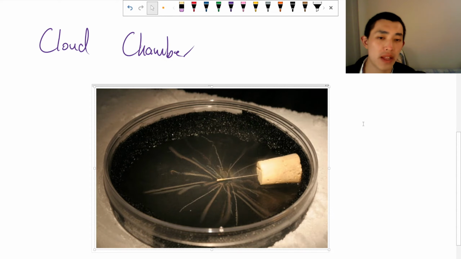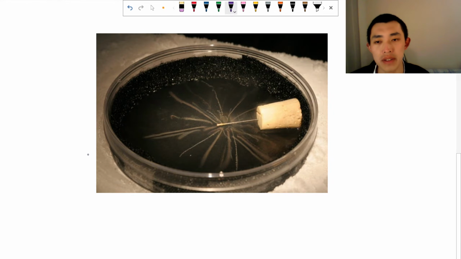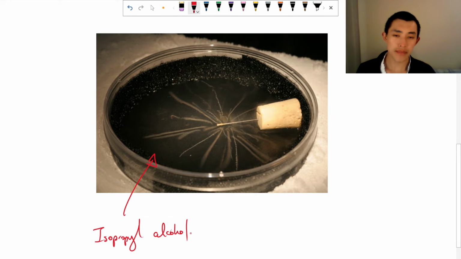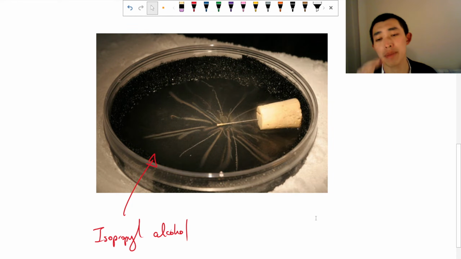So this is an example of a cloud chamber. Now, what do we make it out of? What we have is this container. Inside it contains isopropyl alcohol. It's kind of like rubbing alcohol. Your dad might use it to clean something. What we do is we evaporate the isopropyl alcohol into this container, and then we cool it down to -30 degrees. Now, at this temperature, the alcohol should condense back into a liquid.